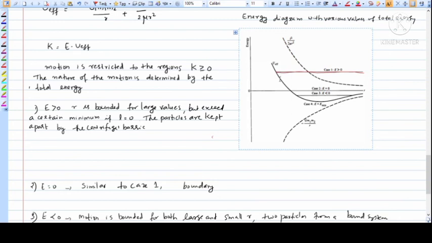In this area the motion is restricted, and if the particle crosses this barrier, K will be negative, which is not possible. So the motion is restricted in this area. R is bounded for large values, and the particles can move all over this area.